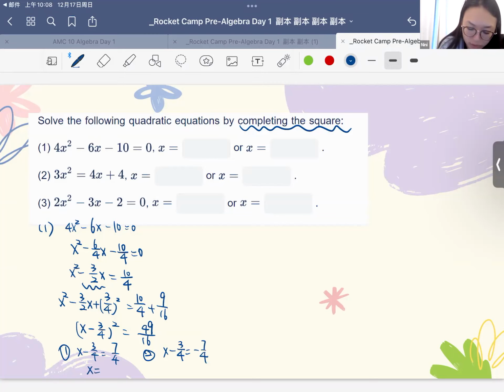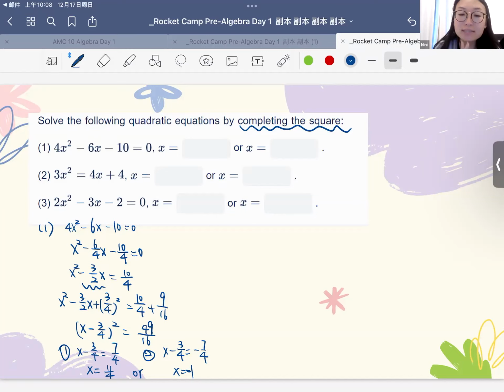So the first solution is 11 over 4. Or x can be also which value? So x can be also, okay, negative 7 over 4 plus 3. Okay, so this one will be which value? What is the result for this one? Actually, it is negative 1, okay? So negative 7 over 4 plus 3 over 4. So the result will be negative 1.